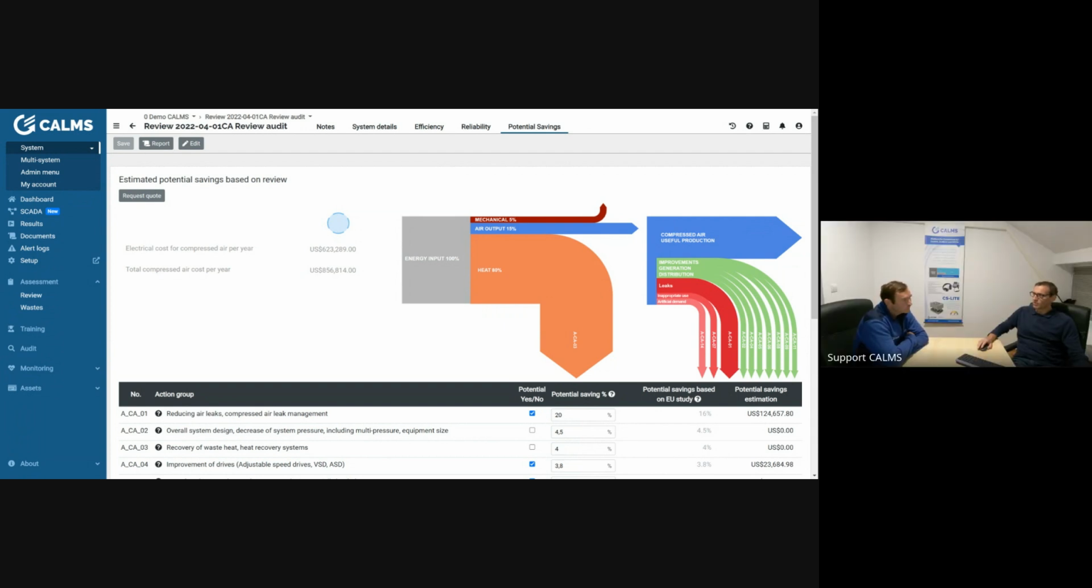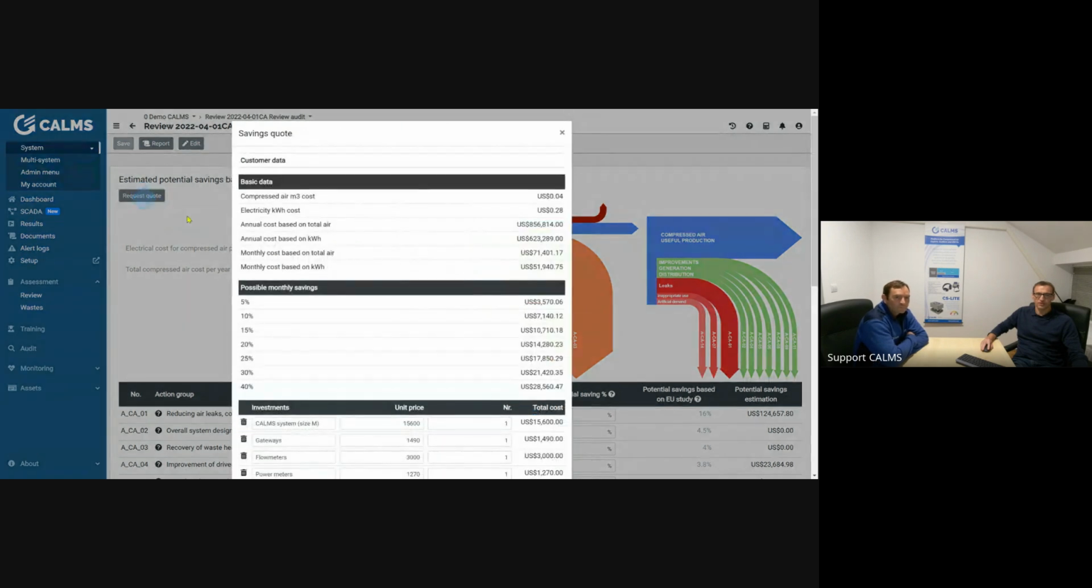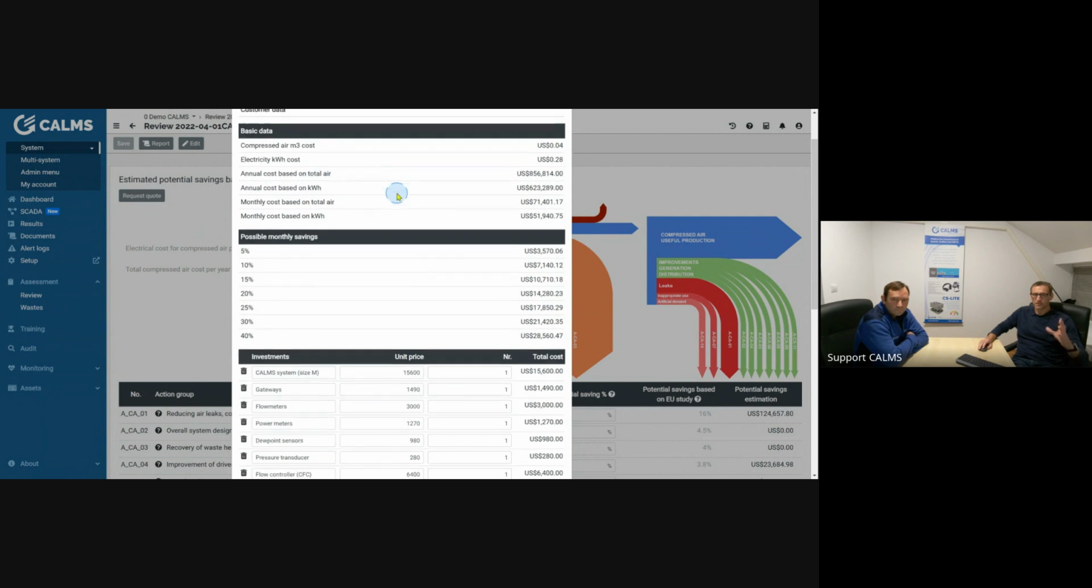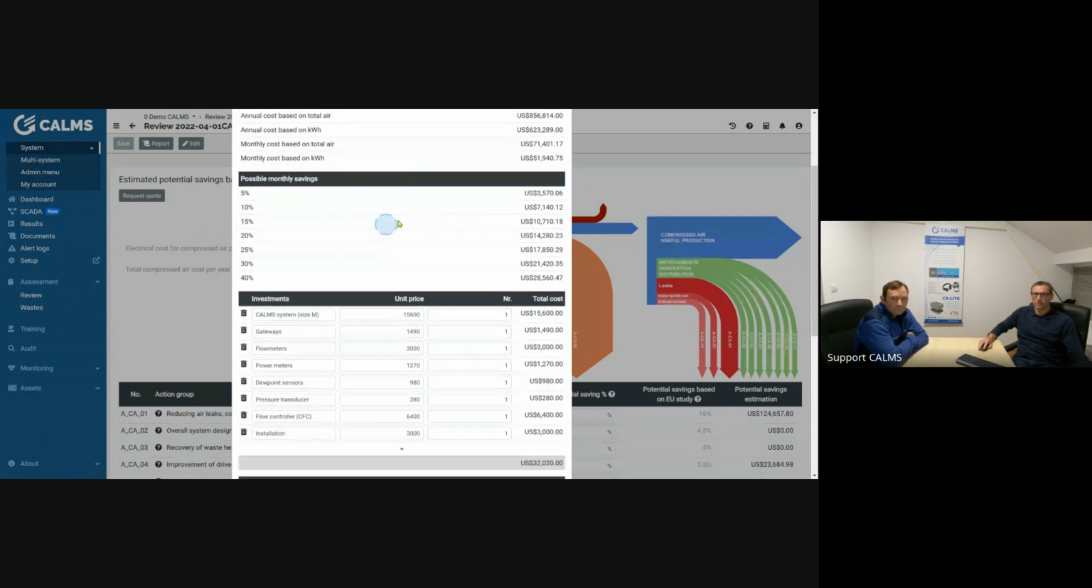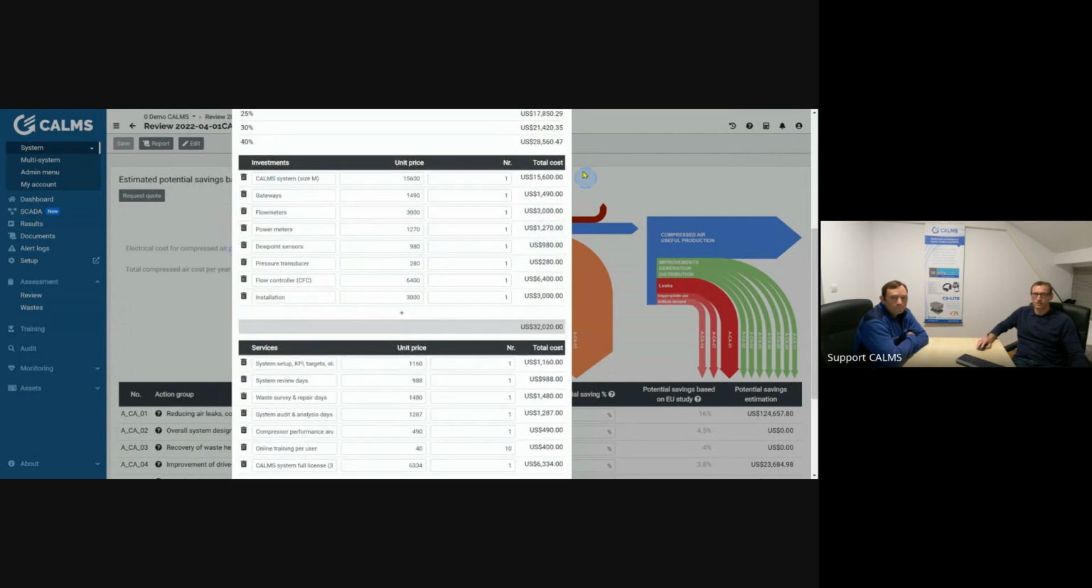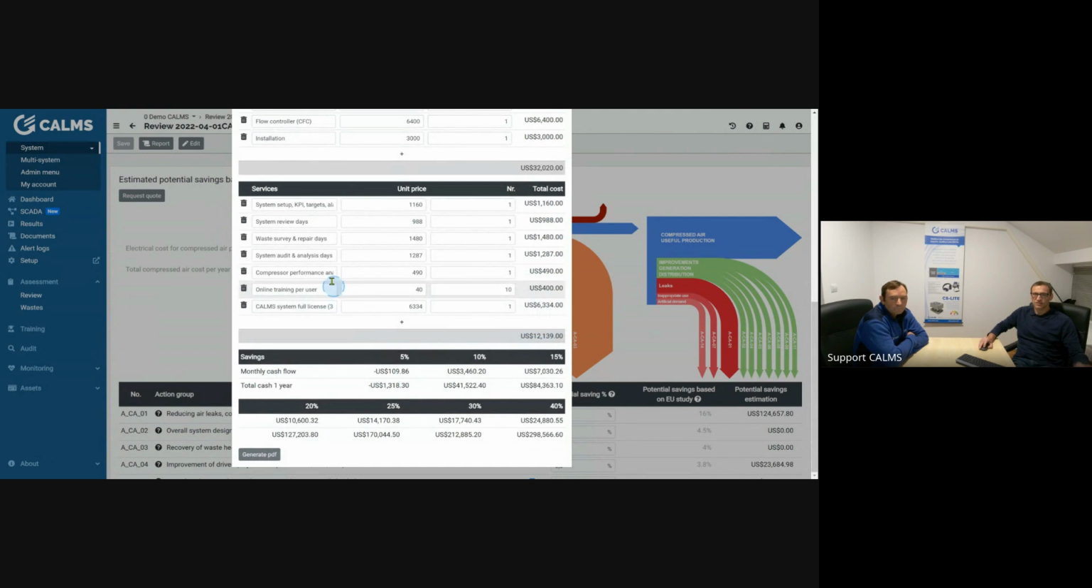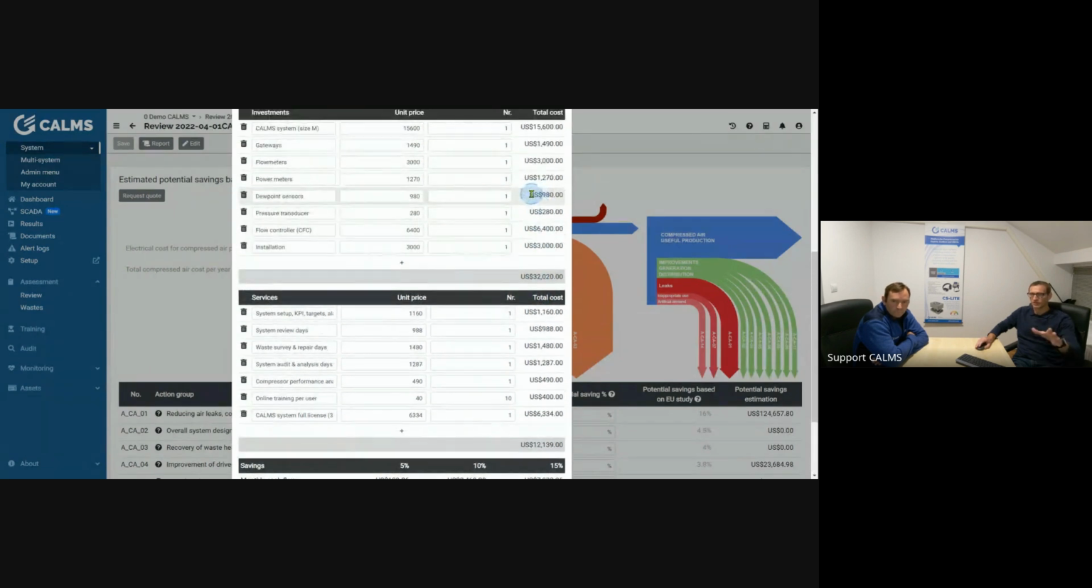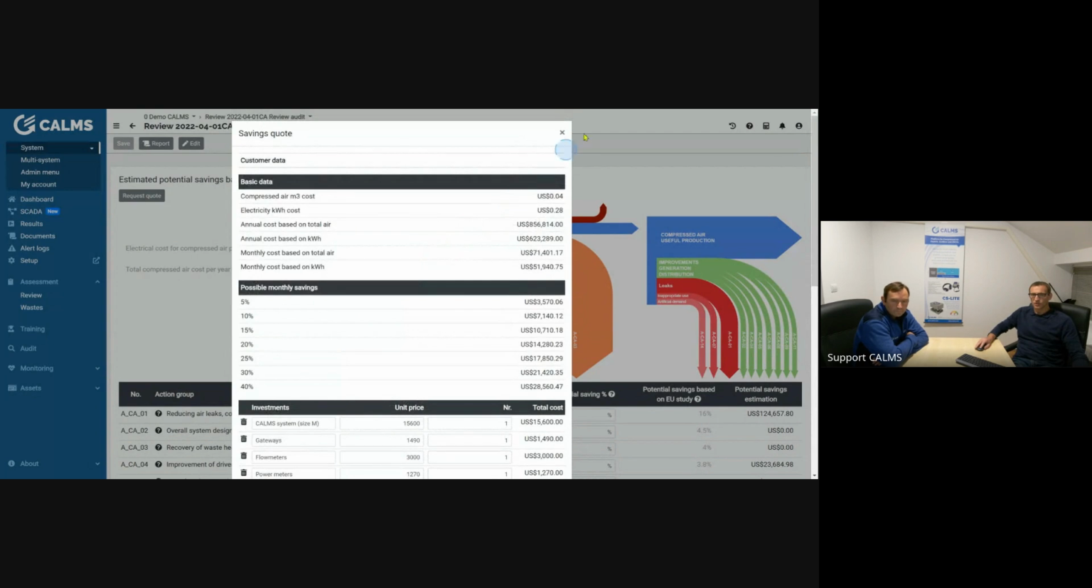Okay. So maybe we're talking about this hidden button which nobody is using, which is request a quote. On the basic information, if we say that the potential in your company is 20% on a monthly basis, and the cost of CALMS is like 30,000, and the services that we will provide, the waste repair, is 12,000, the cash flow back would be in the first year, with 10% savings, you will get back $3,000 per month and $41,000 per year with the investment and the savings that it will provide to you.